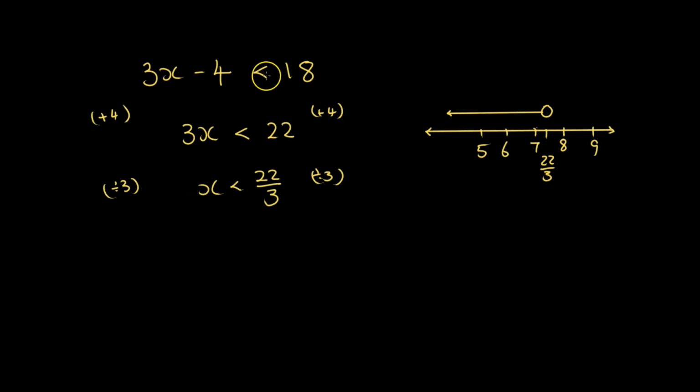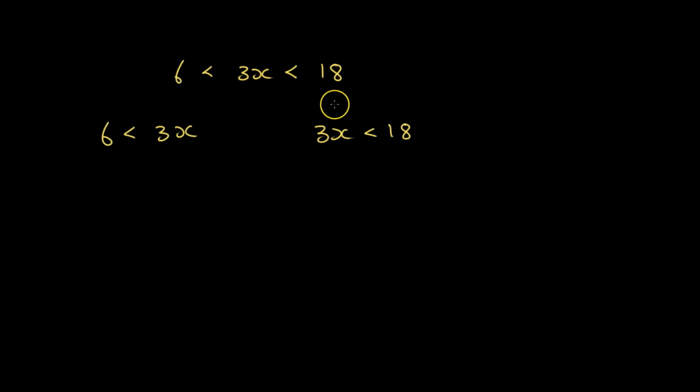So if this here was a less than or equal to, if it looks something like that, then over here we would represent that using a filled in circle above our number. That's the difference between the two. So let's have a look at another example, a slightly harder one.